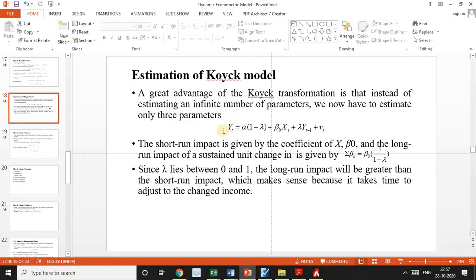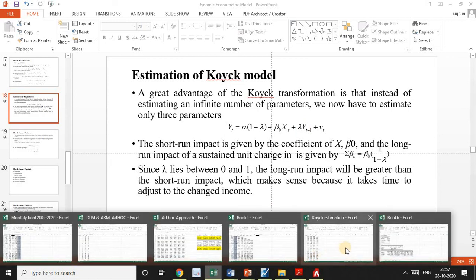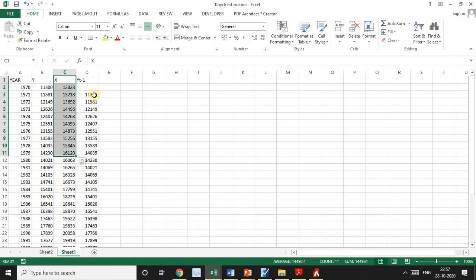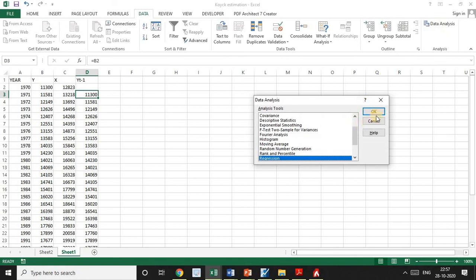Look at the equation, what we need. Here yt is there, xt is there, and we have to construct yt minus 1. So here I have constructed yt minus 1. You look at this. For this value, yt minus 1 will be just its previous value, 11300. Now go to data, analysis, regression.